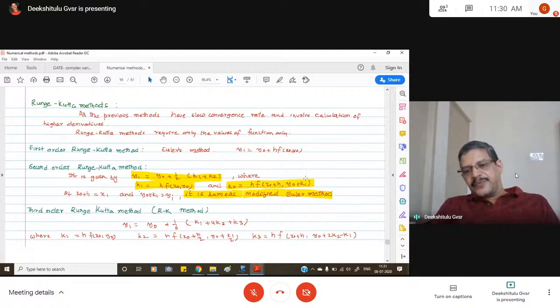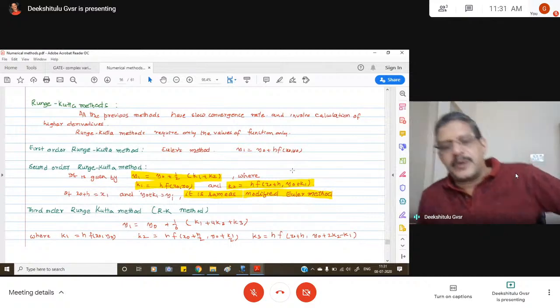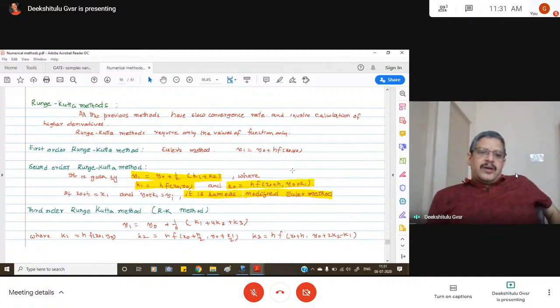x0 plus h is x1, y0 plus k1 is y1. Then it is the same as the modified Euler's method. So I'm not going into the RK method of order 2 also, because we have done some problems already on the modified Euler's method. I am not going into it. Third order RK method is there, but it is not widely used.